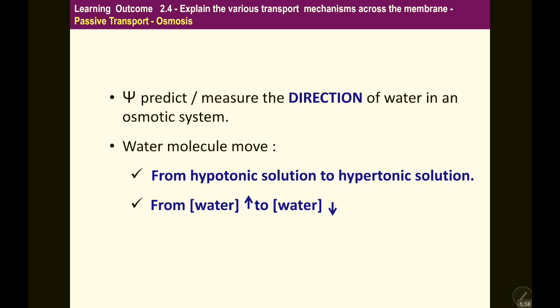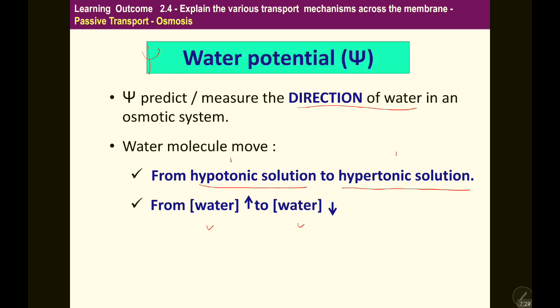So the psi, the water potential, will predict the direction of the water, where the water moves. Like the example just now, from left to right or from right to left. Water molecules usually move from hypotonic solution to hypertonic solution, from a less concentrated region to a more concentrated region, or from a higher concentration of water to a lower concentration of water region.